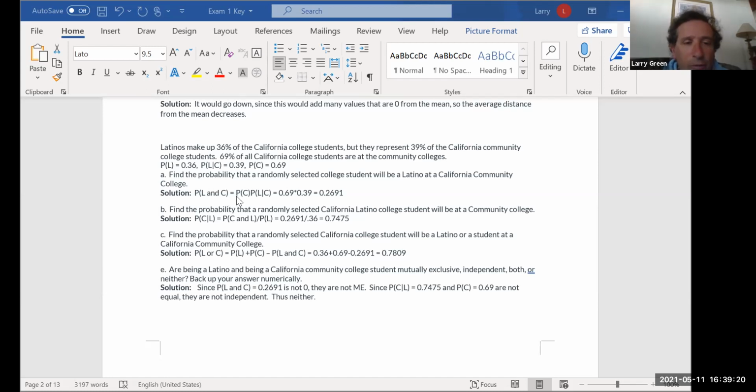And then we had a little formula. That's the probability of C times the probability of L given C. And you just multiply the numbers. 0.69 times 0.39, and you get 0.2691. Any questions on that?